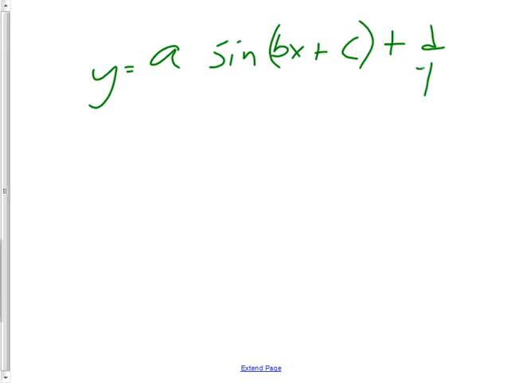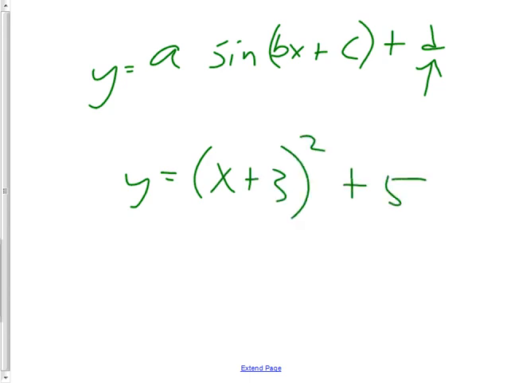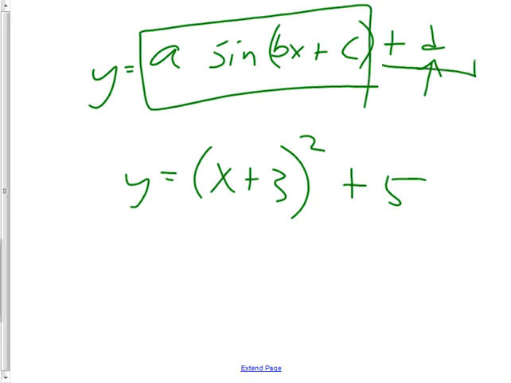If I have one like this, sine of bx plus c and then plus d, that is the move the whole thing up part. It would be comparable to this. Here's a parabola, been moved up 5. Here's a sine graph, been moved up whatever d.